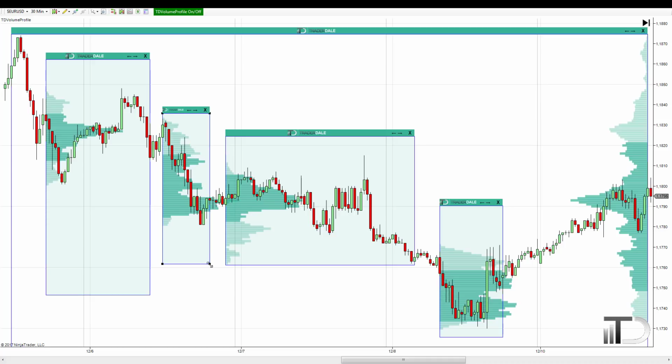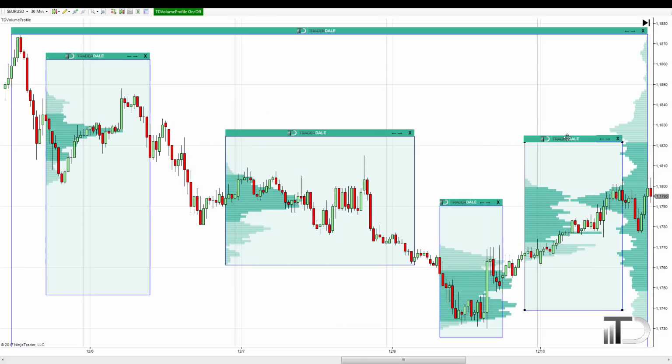You can also have as many profiles as you want. You can also use it for any trading instrument you want. It can be futures, forex or stocks, and you can also use any time frame you want. For example, I use the 30-minute time frame for my intraday analysis and the daily time frame for long-term swing analysis.